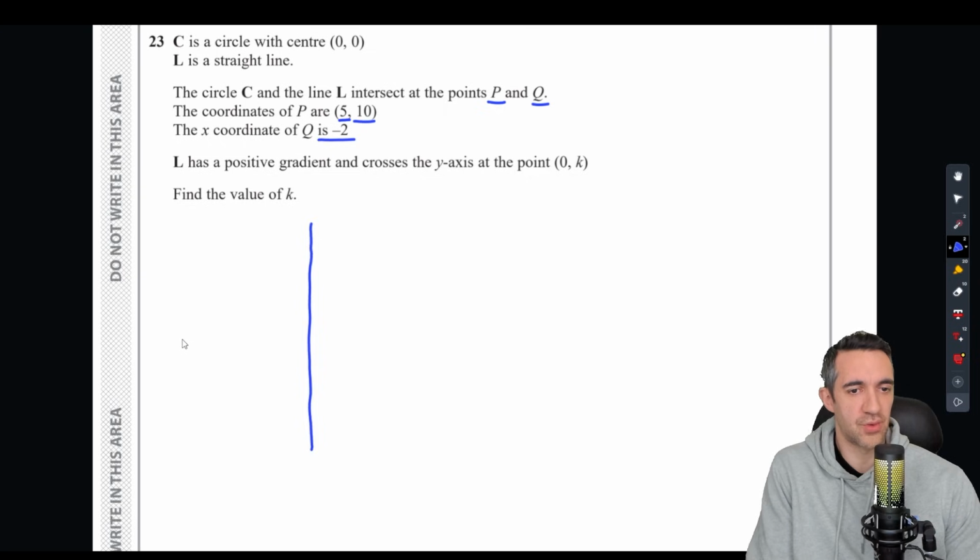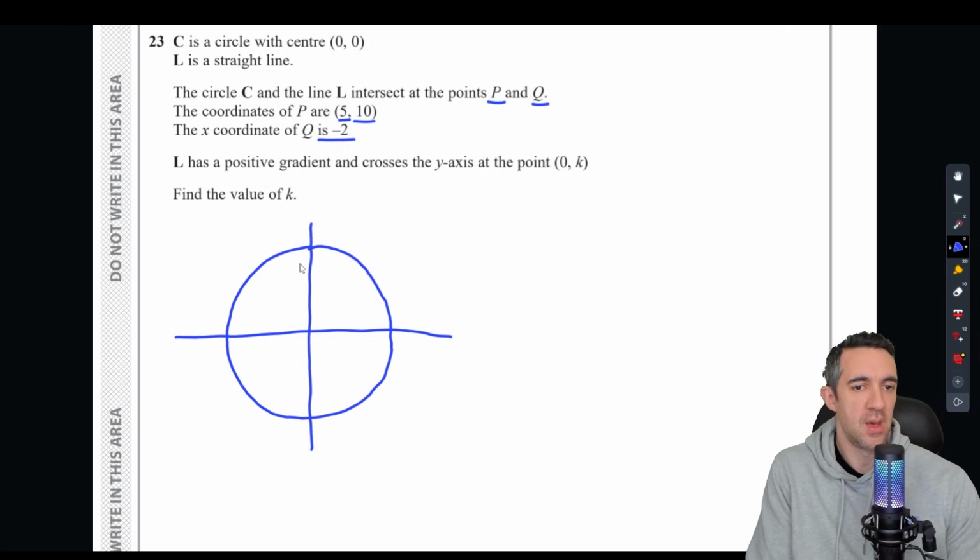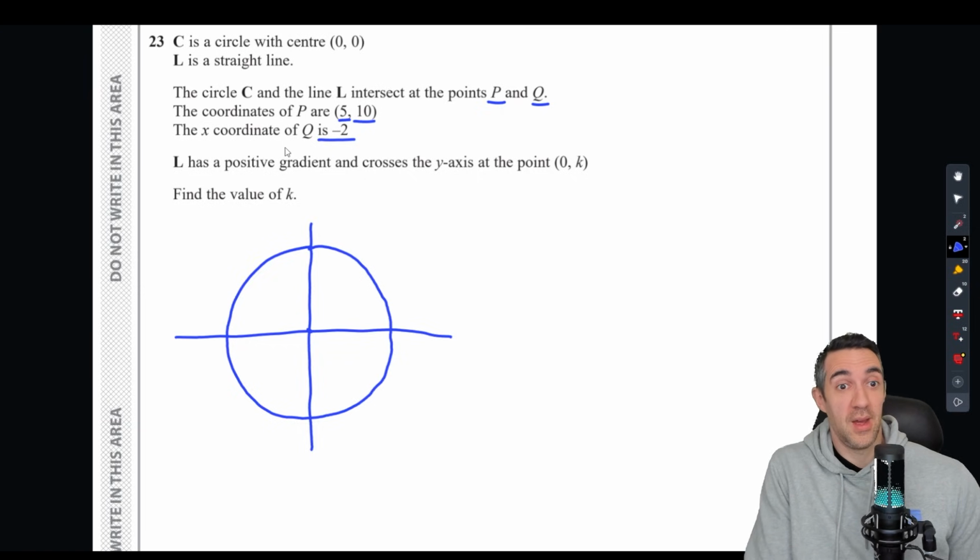So let's draw a circle. So 0, 0. There's nothing about circle radius or anything. Okay, fine. I'll draw a circle, but I don't know what the radius is. Maybe I don't need to know. So there's my circle. Center's the origin. That's not a bad circle, to be fair. My line L intersects at P and Q. So 5, 10.